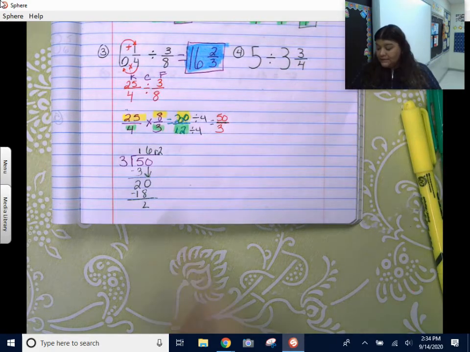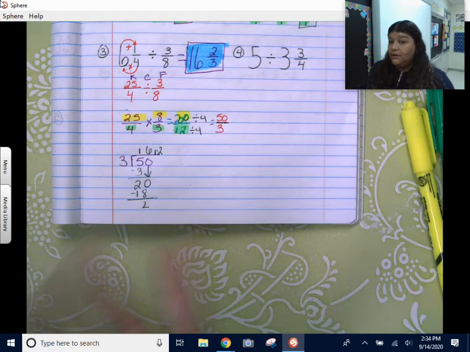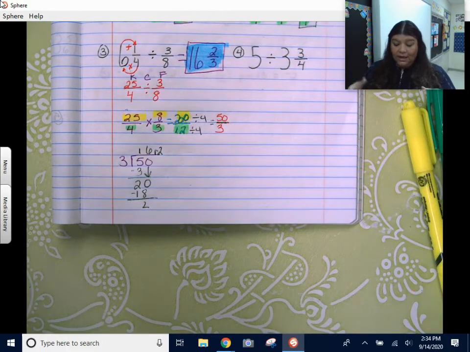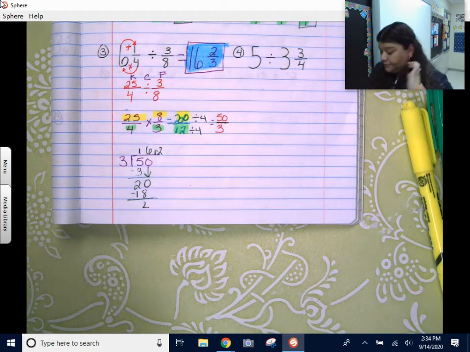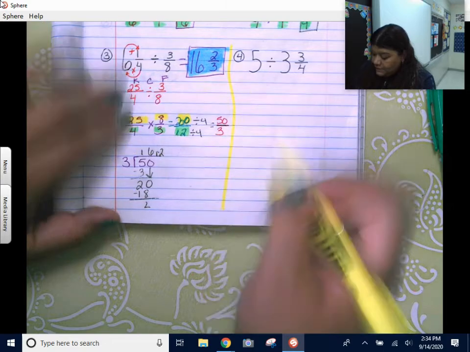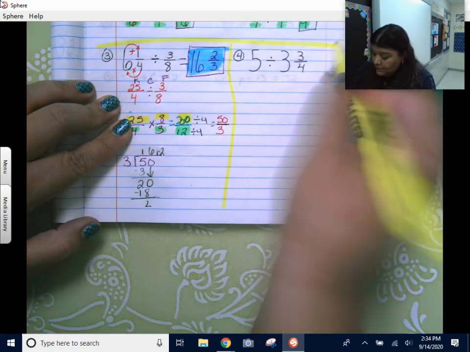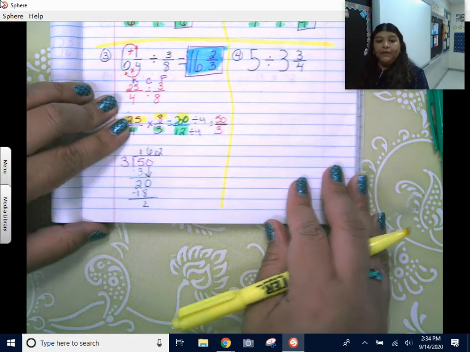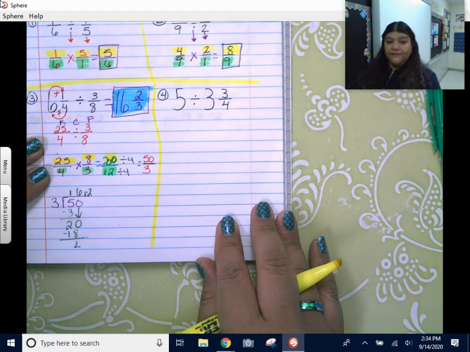So because we have more slices, this number actually does get a little bit bigger because we are taking something and making more of it by cutting it up. So that's what's actually happening. Now, we do that so you can see. There we go. Okay. So now 5 divided by 3/4.